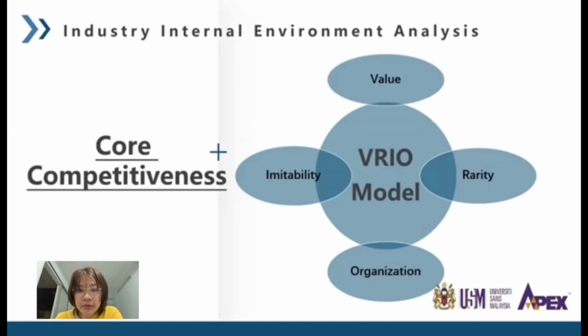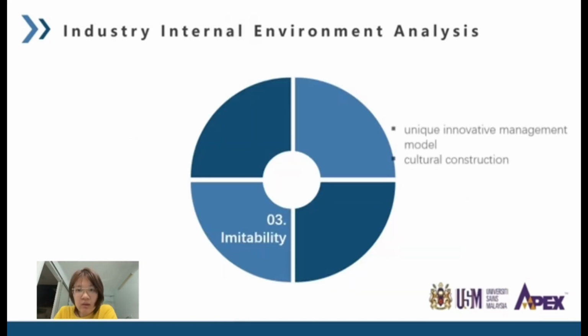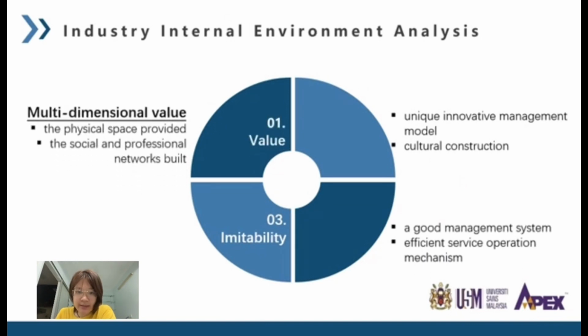And in order to analyze its core competitiveness, we use the VRIO model. The VRIO model is a framework for evaluating an industry's resources and capabilities to determine whether they provide a competitive advantage. V is valued, I is imitability, R represents rarity, and O is organization. Now let's take a look at the specific analysis.